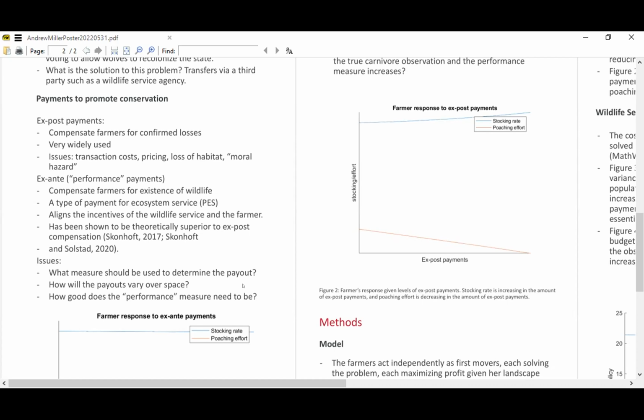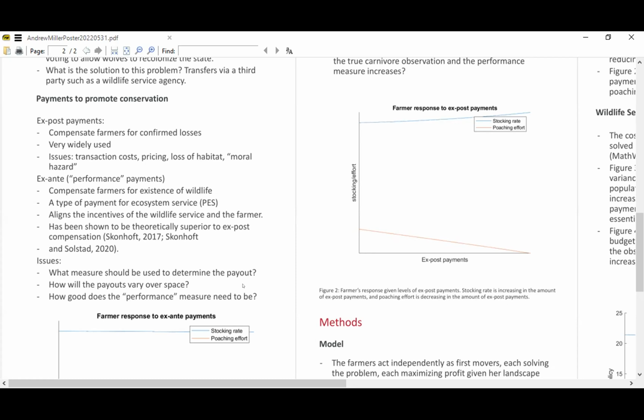So another type of payment has been posited as a potential solution, and that's the idea of ex ante payments or performance payments. This compensates farmers or livestock producers for the existence of the wildlife. You can consider this a type of payment for ecosystem service where the farmer provides the habitat for the carnivore to exist, and then gets paid for the actual existence of that wildlife. So this aligns the incentives of the livestock producer and the wildlife service.